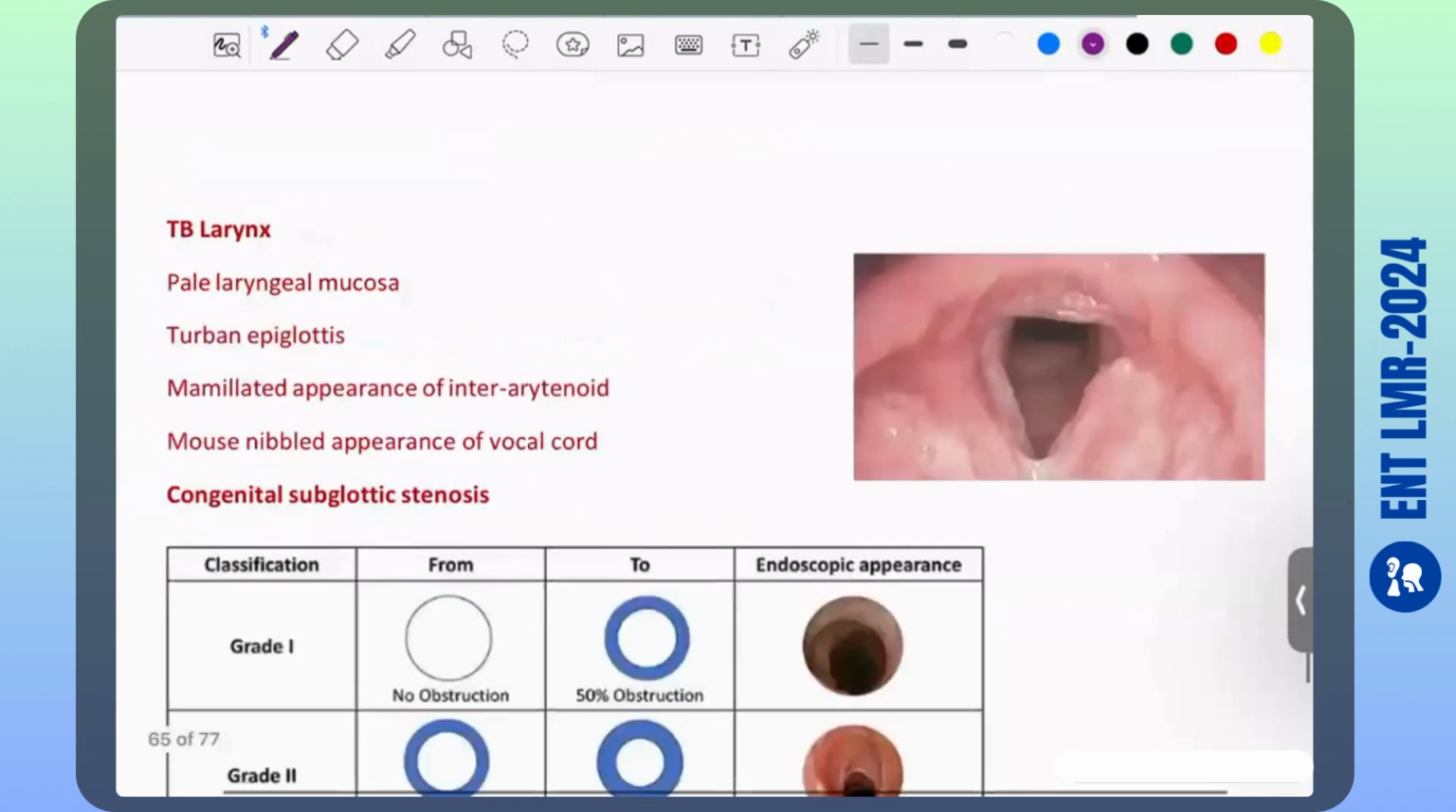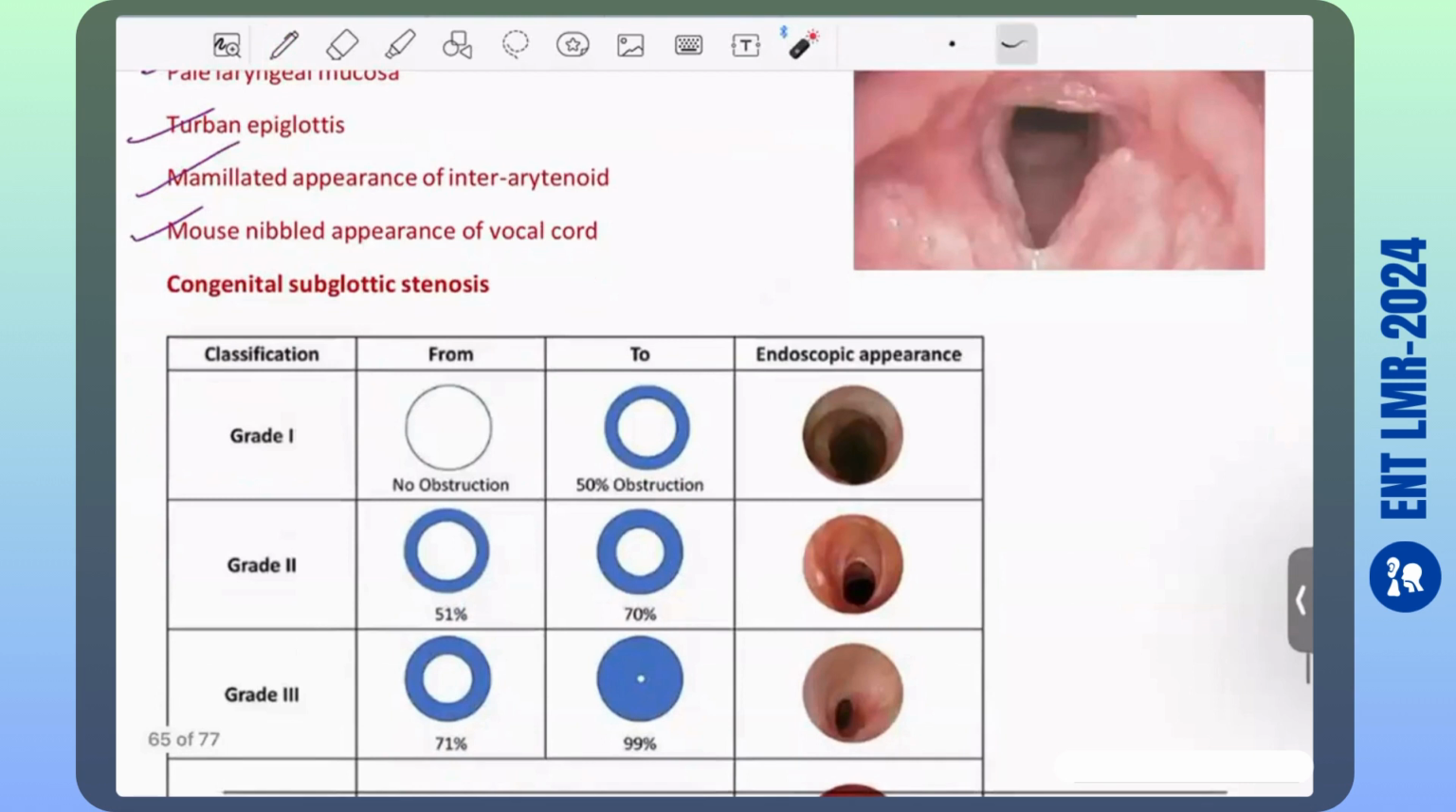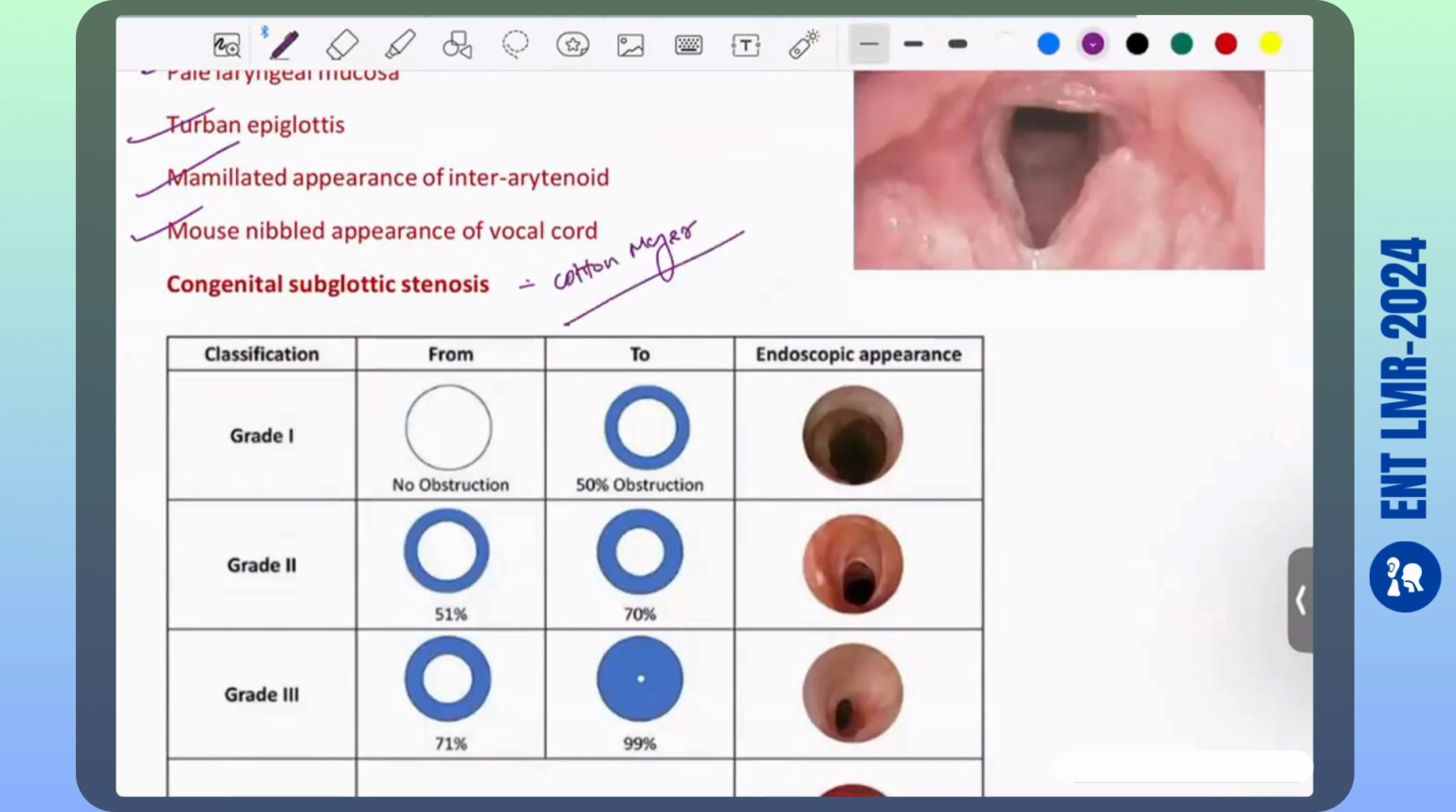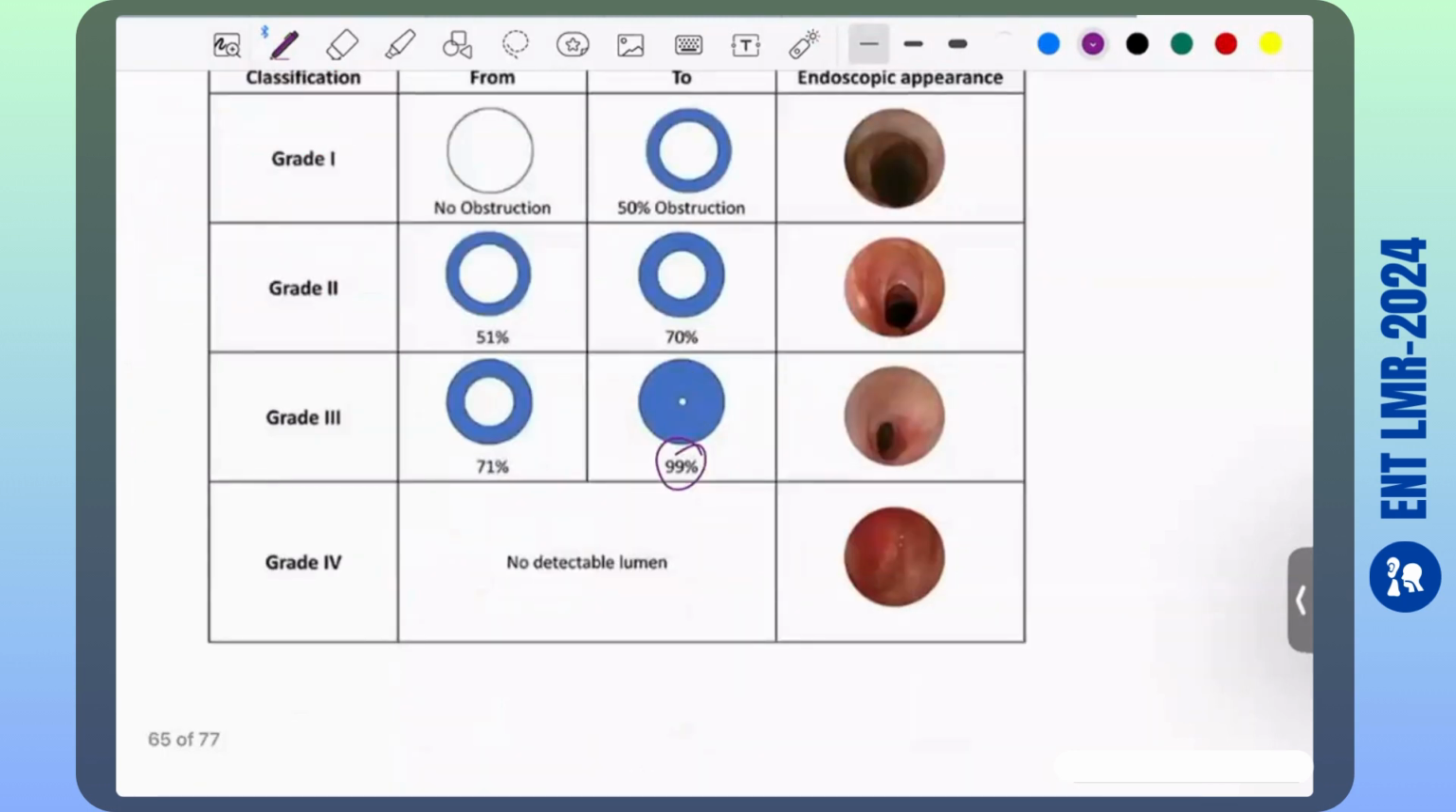In TB larynx, there will be pale laryngeal mucosa, turban epiglottis, mammillated appearance of the interarytenoid, and mouse-nibbled appearance of the vocal cord. These are just theory points; you just read them, nothing to explain. The classification of congenital subglottic stenosis is by Cotton-Myer staging. Grade 1 is up to 50% obstruction, grade 2 up to 70%, grade 3 up to 99%, and complete obstruction is grade 4.